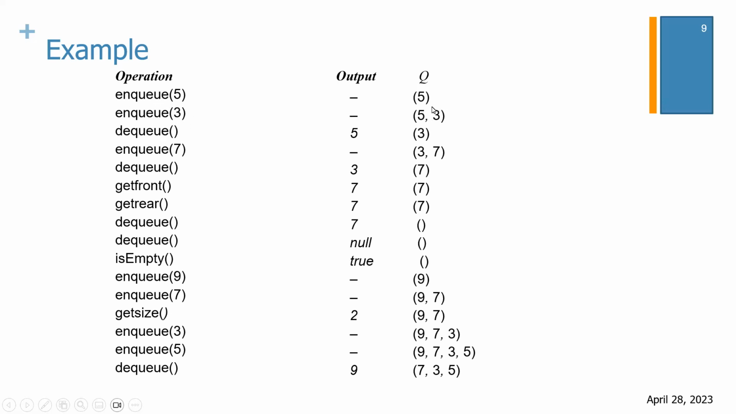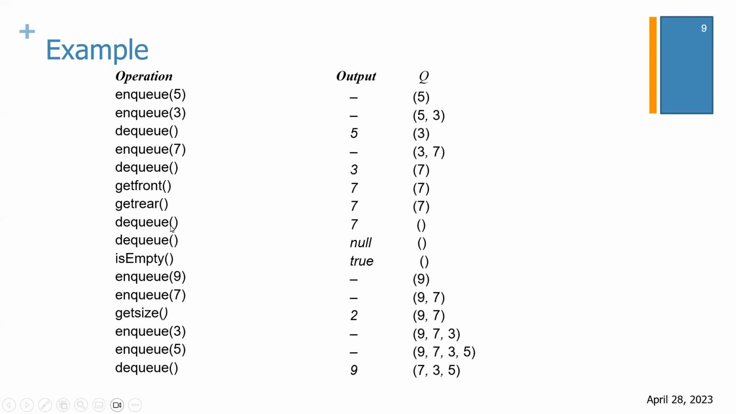So this is well added at the rear. So take care for 5 at the front now and 3 at the rear. If we try to DQ, meaning that we'll remove 5, so remove from front. So 5 is the output and the Q now includes 3, only one element. And so on for each one.